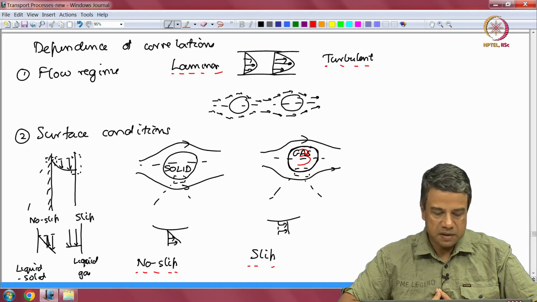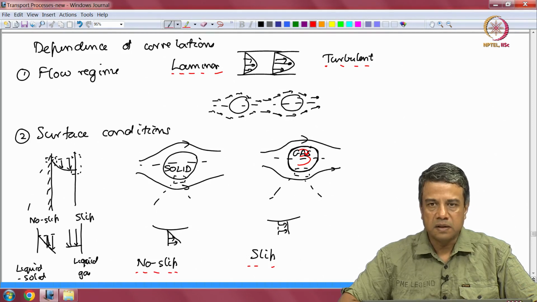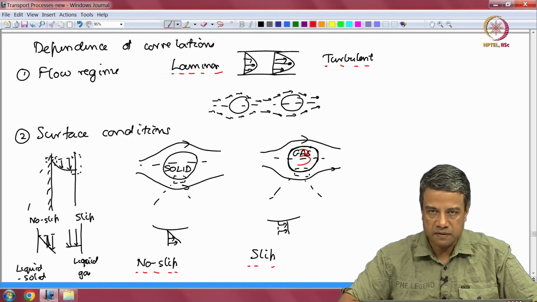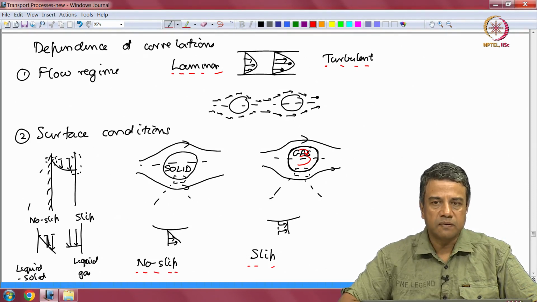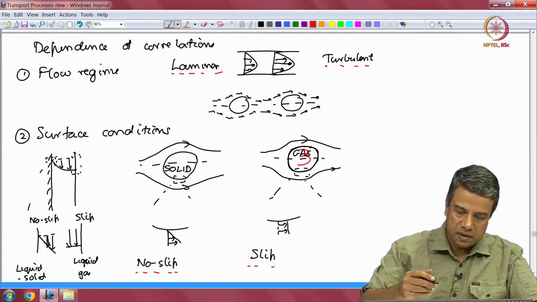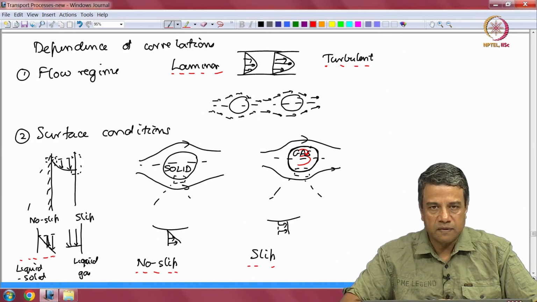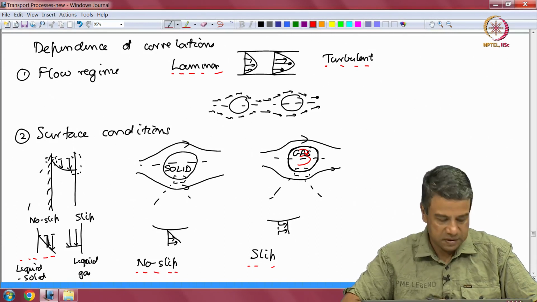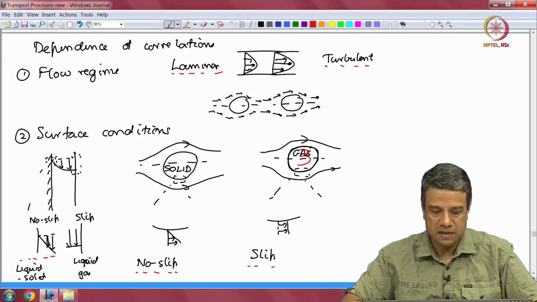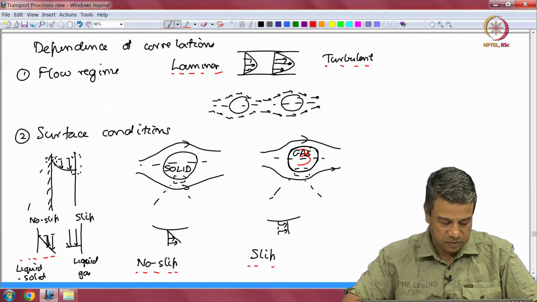The second thing that it depends upon is the surface conditions, whether there is a no slip condition at the surface. That is, the velocity of the fluid at the surface is required to be equal to the velocity of the surface itself. That is a no slip condition. That happens when you have flows past particles or flows past solid surfaces, as we saw here in the flow of a liquid film past a flat surface, where you have a liquid solid interface, and in that case the velocity is equal to 0.